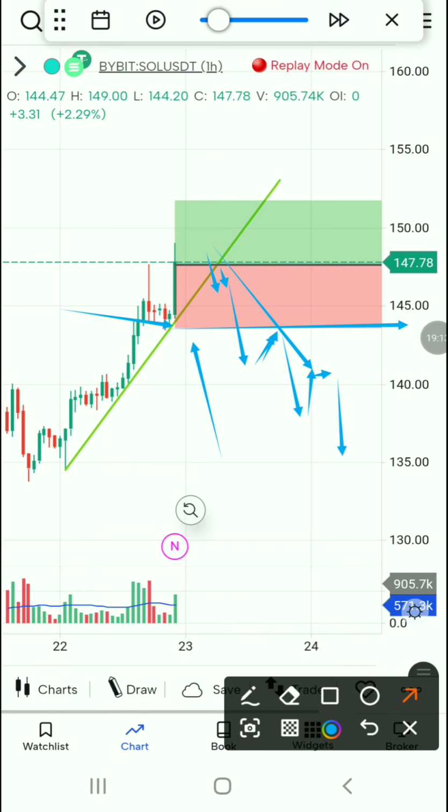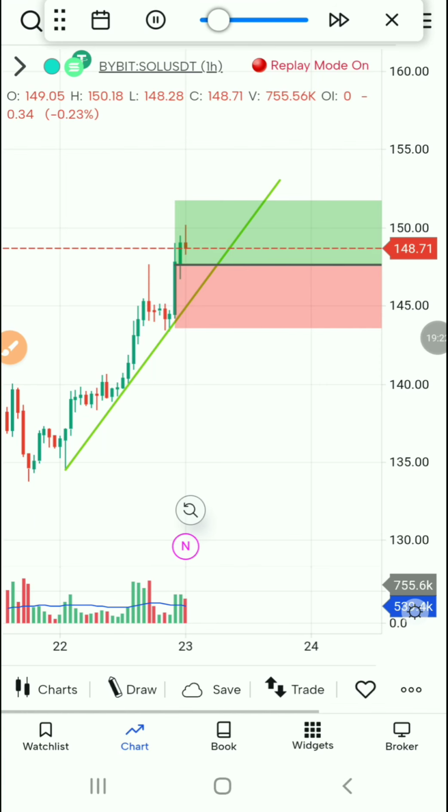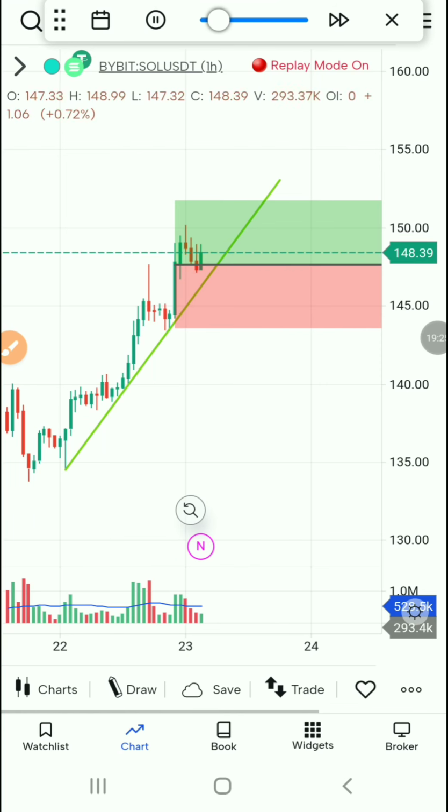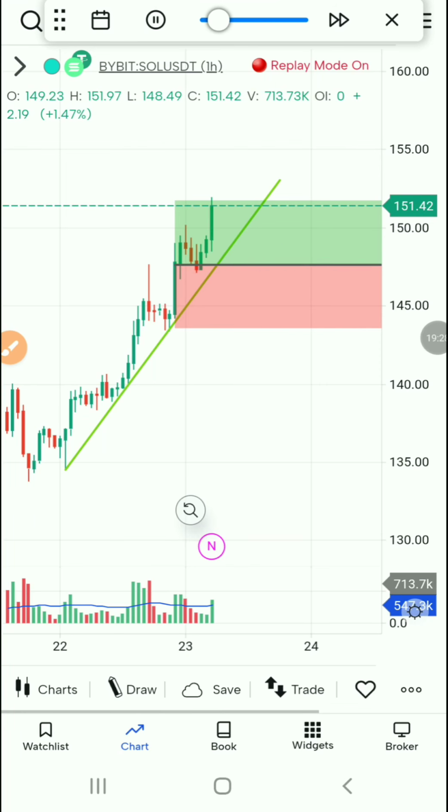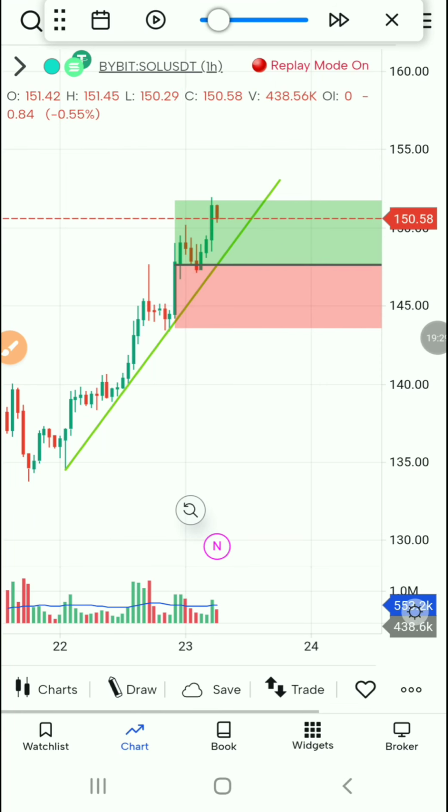I hope you are understanding what we are doing right here. Now let's see how this is going to play out. So we are on. Now let's see. Perfect. We just took profits over here. Have you seen how easy this is?